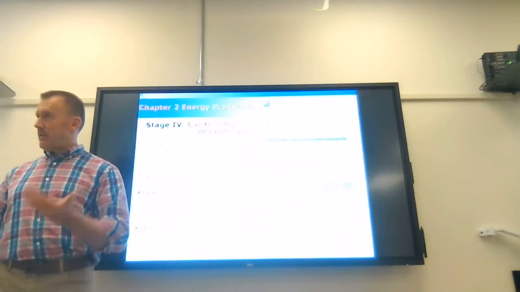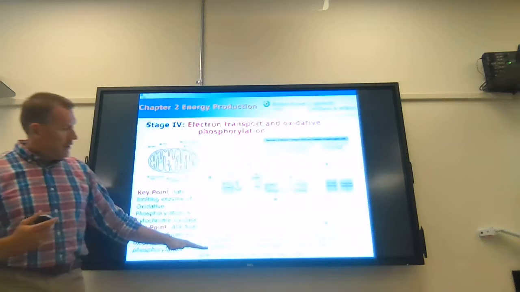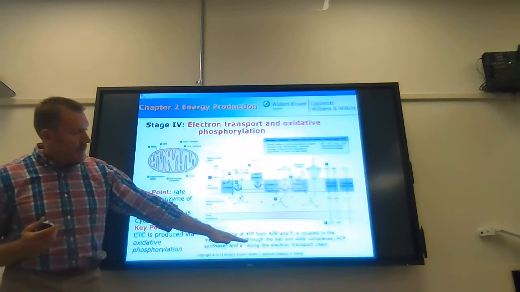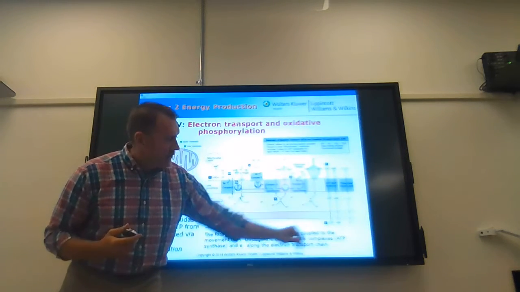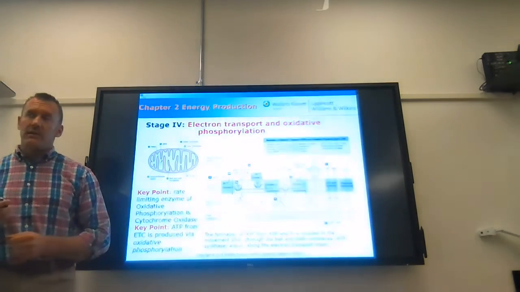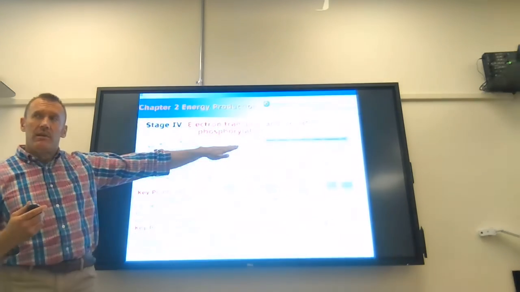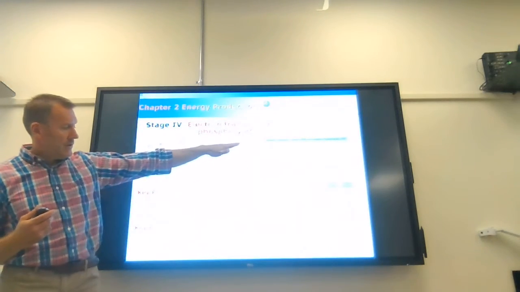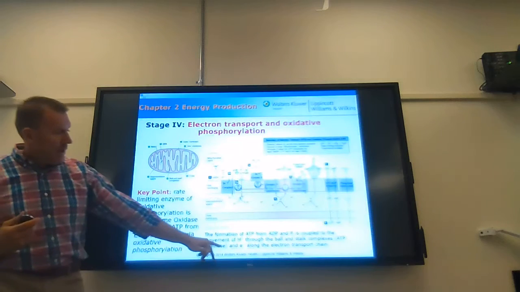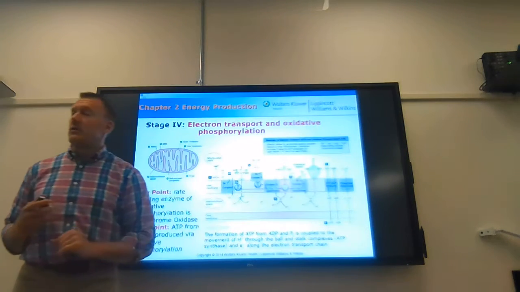Together, right? Or happens at the same time. It is coupled to the movement of hydrogen ions through the ball and stock complexes, which we said is ATP synthase. So, movement of hydrogen through the ball and stock complexes from high concentration to low concentration, and electron movement along the electron transport chain.